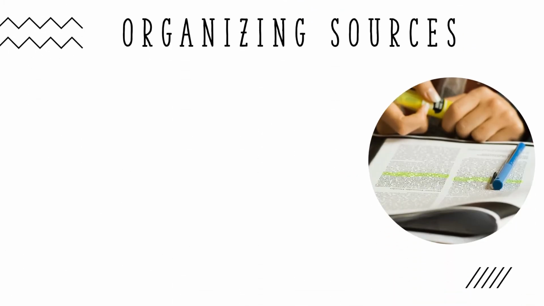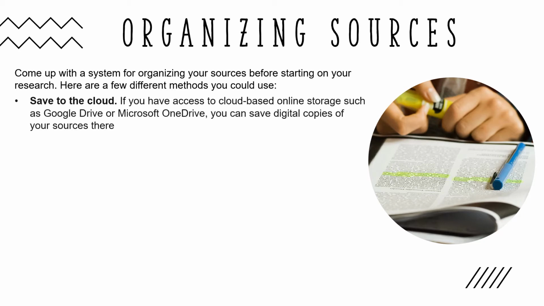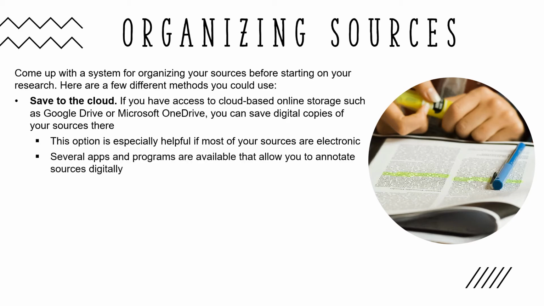To save yourself a lot of trouble and time, you should come up with a system for organizing your sources before starting on your research. Here are a few methods you could use. First, if you have access to cloud-based online storage, such as Google Drive or Microsoft OneDrive, you can save digital copies of your sources there. This option is especially helpful if most of your sources are electronic. In addition, several apps and programs are available that allow you to annotate sources digitally.